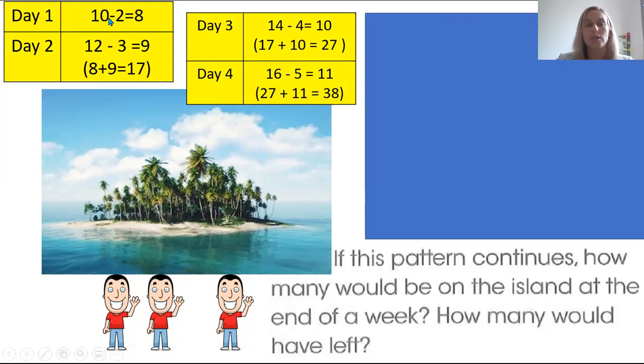Look at the subtraction. Minus 2, minus 3, minus 4, minus 5. So day 5, we're going to minus 6. And the number we're going to subtract from will be 18, because 16 plus 2 is 18. Like I said, the magical answer is behind this blue square, and you are going to tell me the answer next week. Please remember, you also need to tell me how many people have left the island. How many campers left over 7 days?